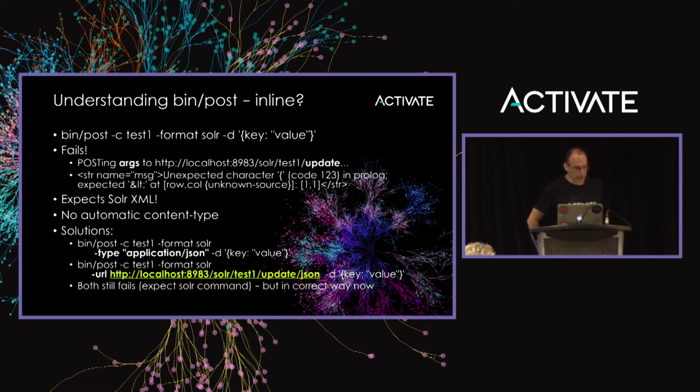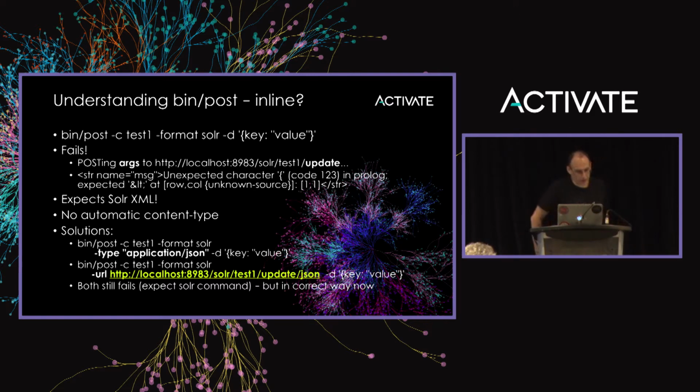Okay, here's a little tricky one of those things that will bite you. You can actually send your JSON inline, which is very useful. But when you send it inline, the bin post auto-detect of the content type or routing from the file extension does not work, because it doesn't know, right?